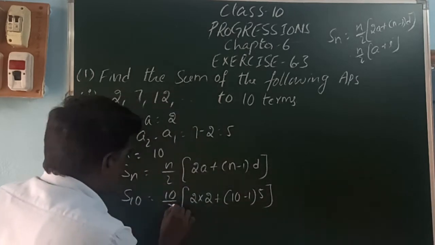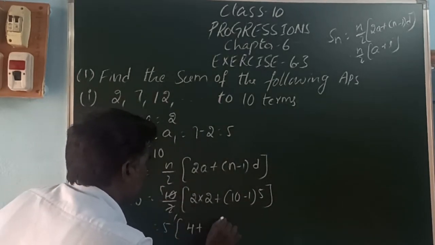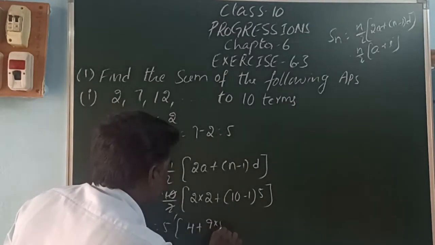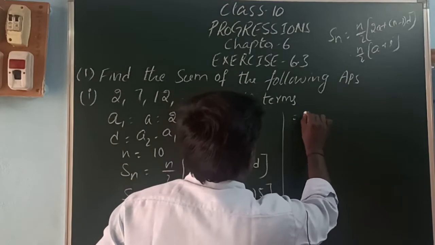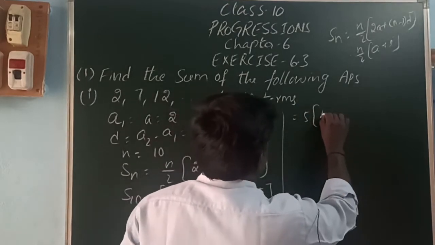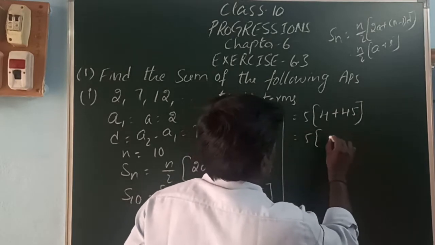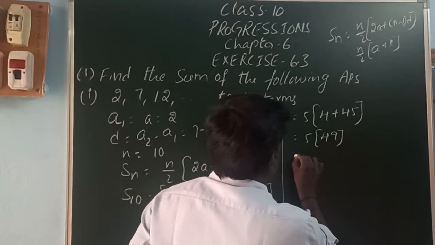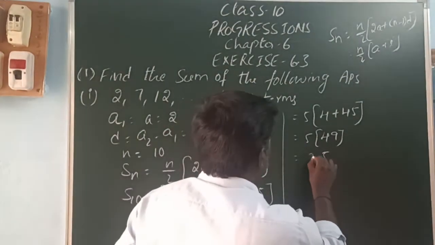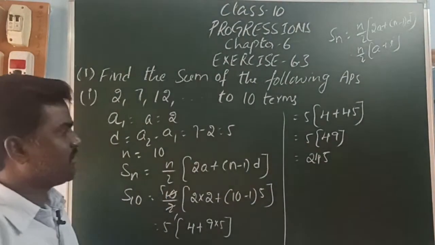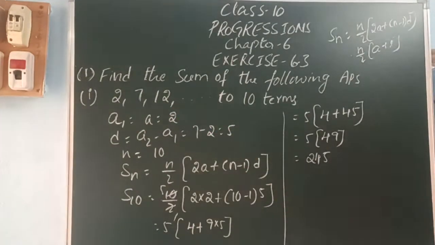So 2 ones are 2, 2 fives are 10, that is 5 of (2 twos are 4). So 10 minus 1, 9 into 5. So here 5 into (4 plus 9 fives are 45). So 45 plus 4, that is 49. So 5 nines are 45, 5 fours are 20, plus 4, 24. So the sum of 10 terms of this given AP is how much? 245.